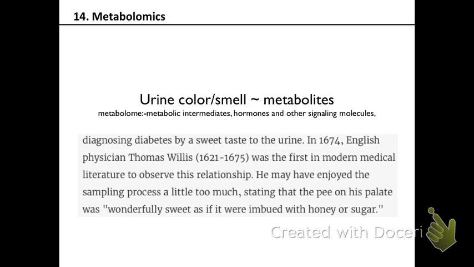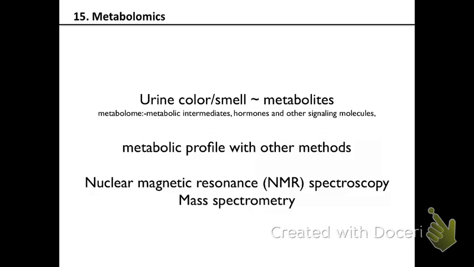Of course, this is modern life. We don't want to taste people's urine. So there are other ways to measure metabolites in the body. We determine the metabolic profiles with other methods, and these methods are nuclear magnetic resonance, NMR spectroscopy, and mass spectrometry. These metabolites are small molecules, so mass spec and NMR techniques can determine the chemical composition of these things. I'm not going to go into that because it's a lot of chemistry. Okay?